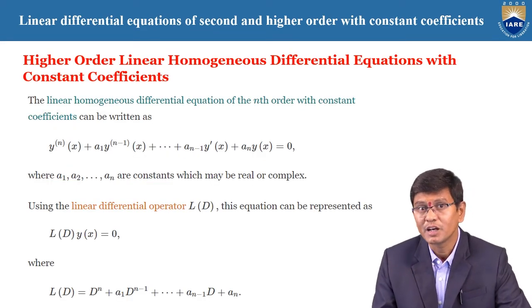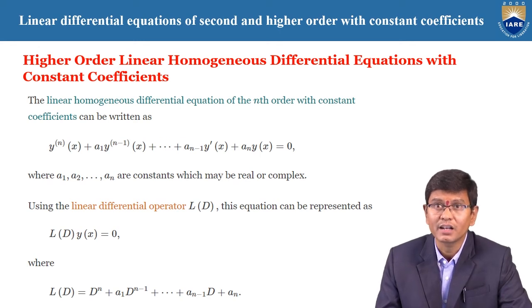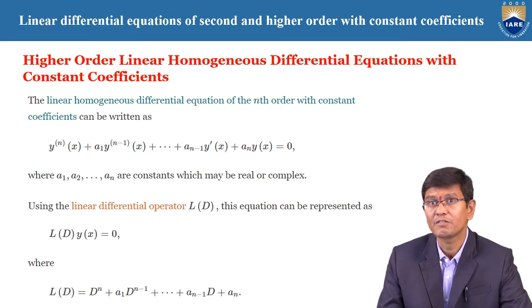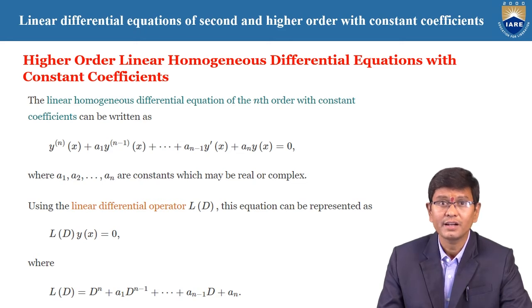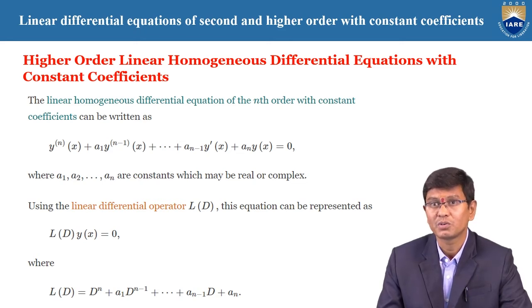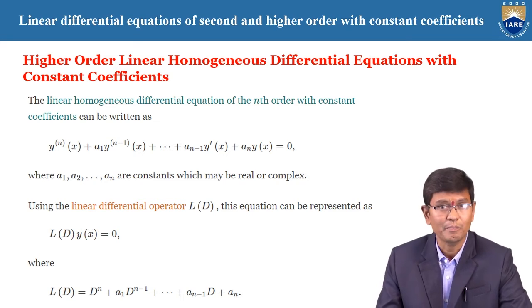In other terminology, using the characteristic equation in terms of L, the linear homogeneous differential equation of the nth order with constant coefficients can be written as y^(n)(x) + a1 y^(n-1)(x) + ... + a(n-1) y'(x) + an y(x) = 0. Here a1, a2, up to an are constants, which may be real or complex.